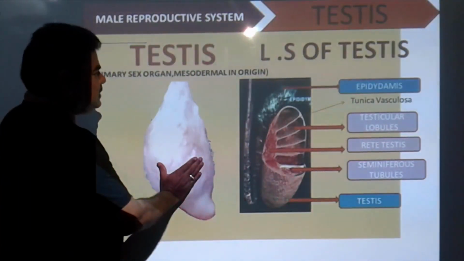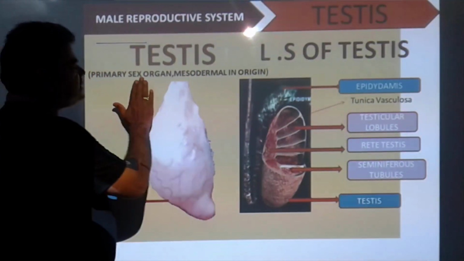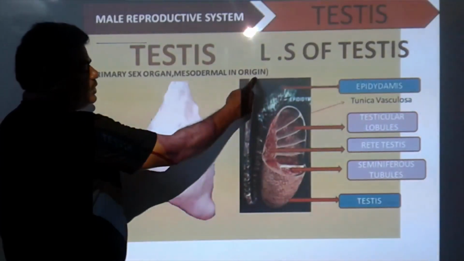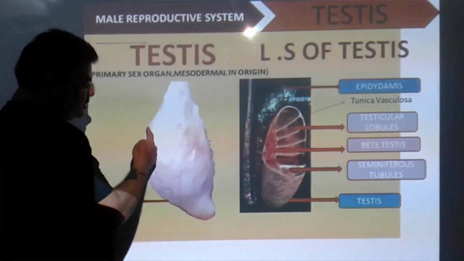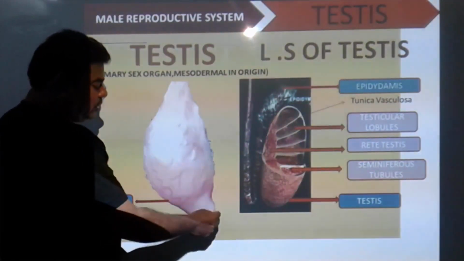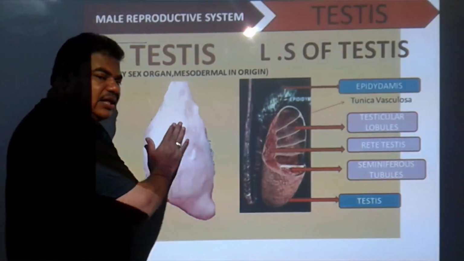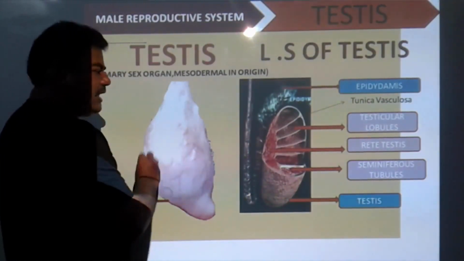This testis is a primary sex organ, which is mesodermal in origin, surrounded by a protective coat we call the peritoneum. It means these testes are abdominal in origin.